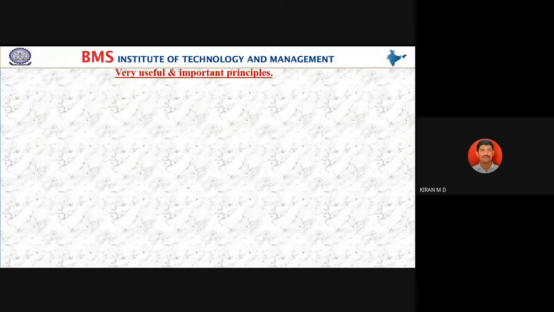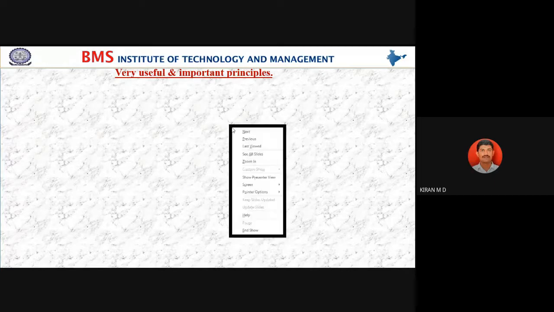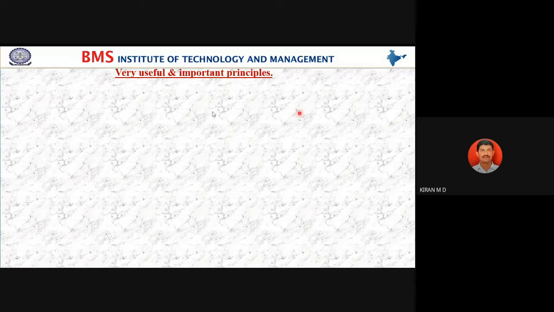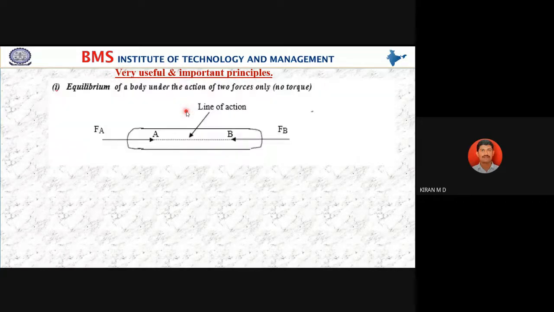Now here, very useful and important principles we are going to consider when we solve problems. The first condition is equilibrium of a body under two forces only. There is no torque, only two forces. What will happen? Whatever force you apply, that is equal to the reaction force, or the reaction force is equal to the applied force.